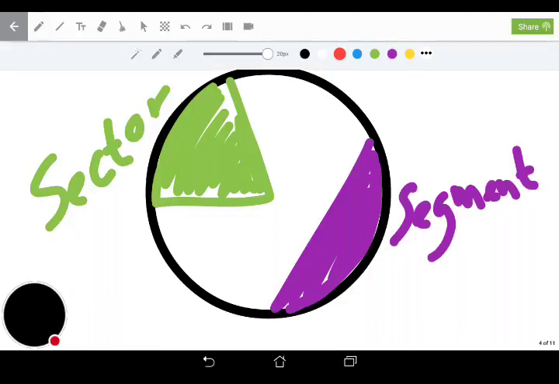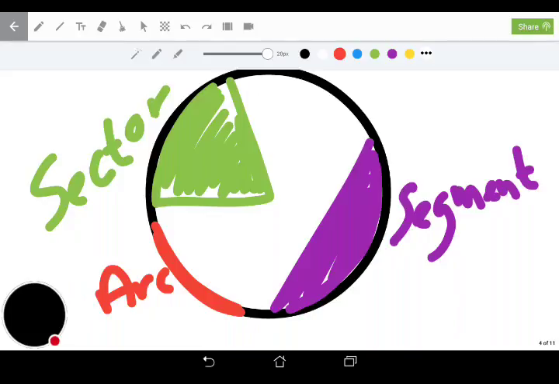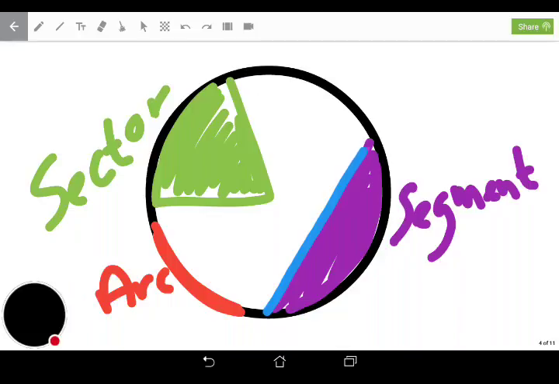Here we have an arc. An arc is part of the circumference, and you can calculate the length of an arc by using the circumference and the amount of degrees that the arc takes up. The last one that I'm going to go through, I'm going to put it on this segment here, is called a chord. So there are 8 parts to a circle that we need to know about.